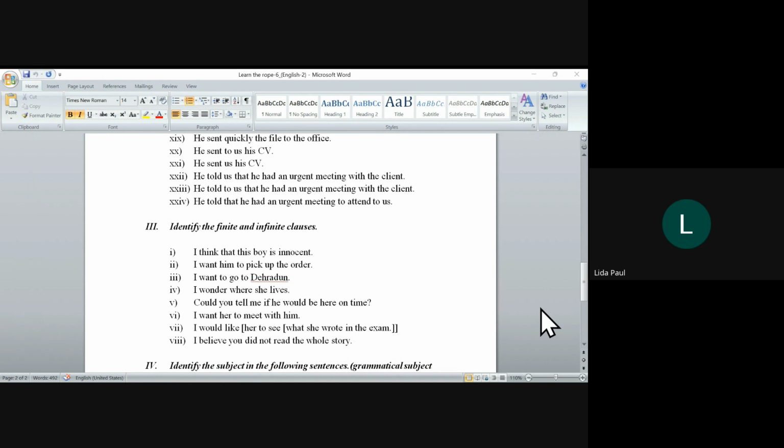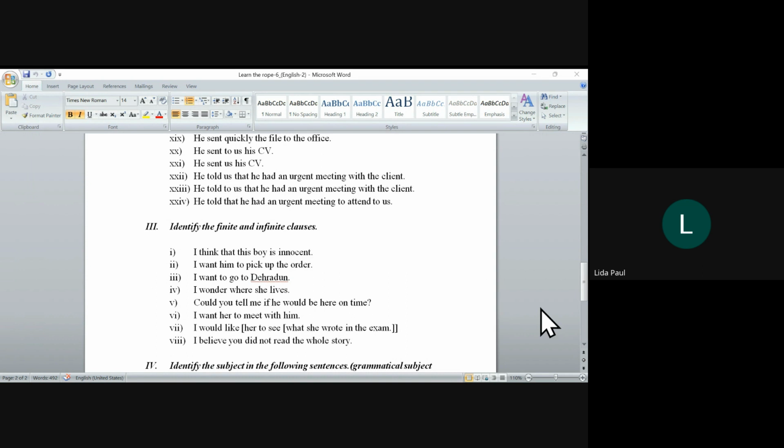Could you tell me if he would be here on time? So if he would be here on time, right? This one is your if clause or the if subordinate clause, an adverbial clause, and be has a tense on it. Hence, you're going to mark it off as a finite clause.